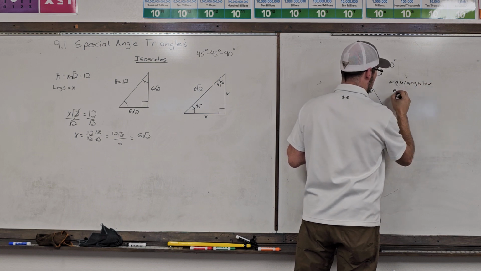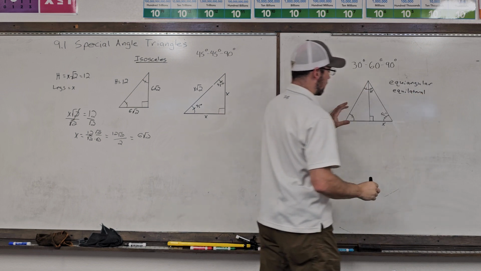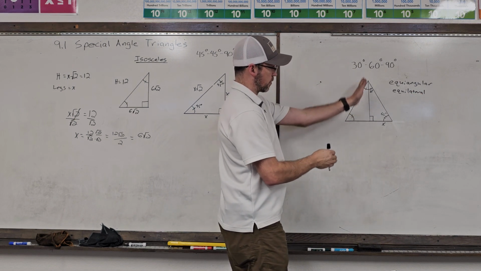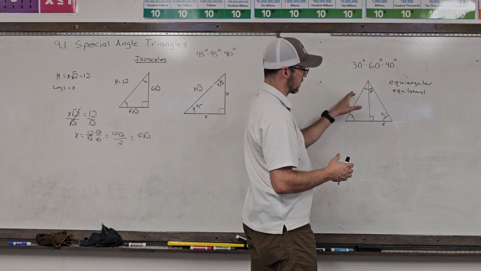And it was also equilateral. So that means all three angles were the same before I split it in half, and all the sides were the same. They were all the same length. So they were X, X, and X.